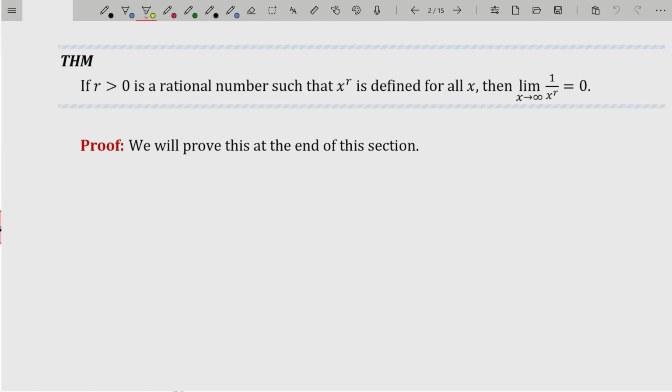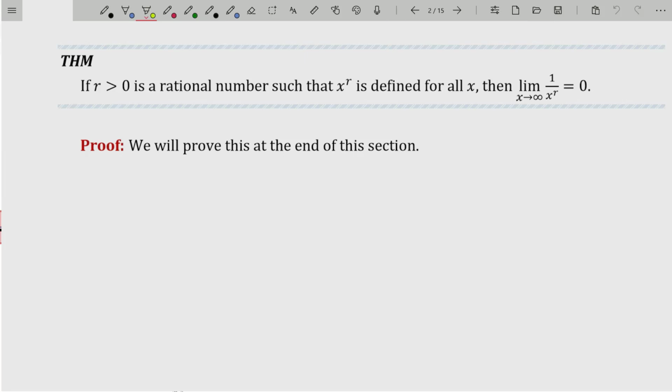Now, before we go jumping off into examples, I'm just going to state a couple theorems that are going to help us. We will prove them later on, but for now, I just want to state them. If you have a value of r, which is a rational number, not an irrational, but a rational number, such that x to the rth power is defined for all x values, then the limit as x goes to infinity of 1 over x to the r is equal to 0.